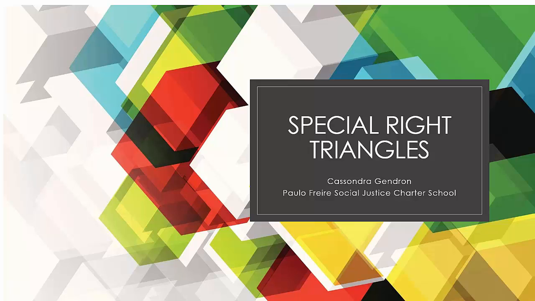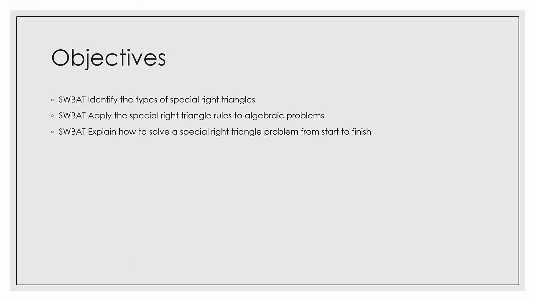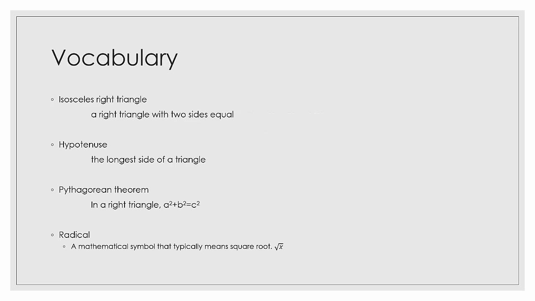Okay? So the first thing that we need to look at is our objectives. We need to identify the types of special right triangles. We need to be able to apply the special right triangle rules to algebraic problems. And we need to be able to explain how to solve a special right triangle problem from start to finish. So there's some vocabulary that you're going to run into.